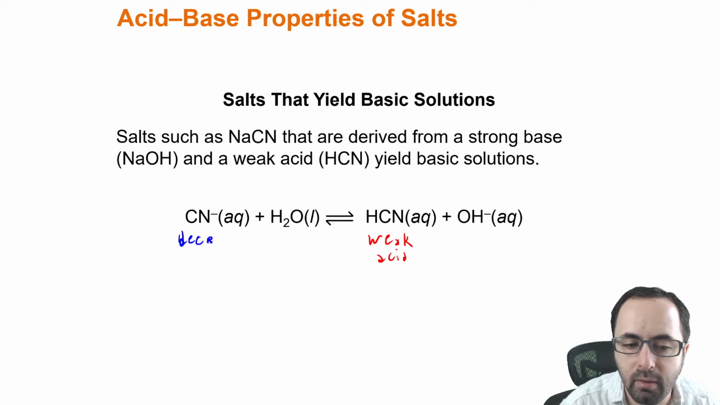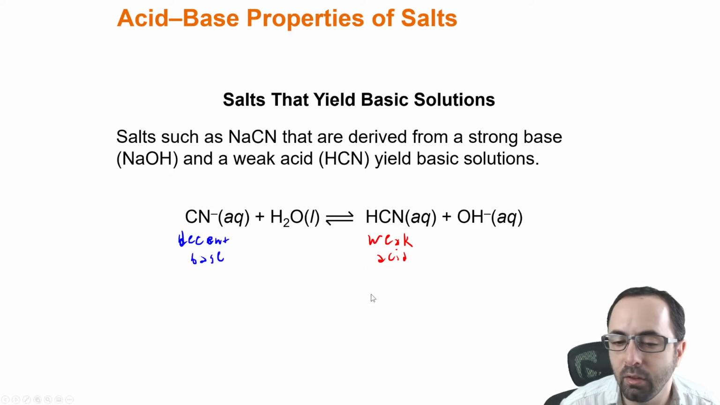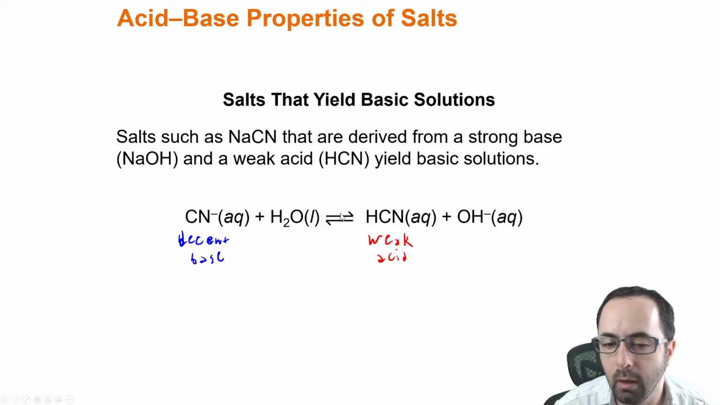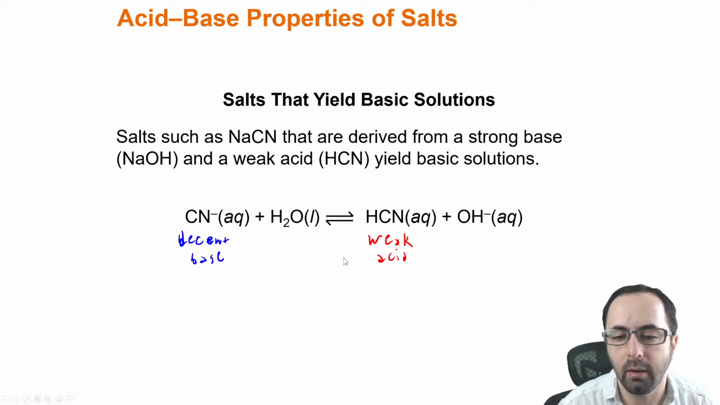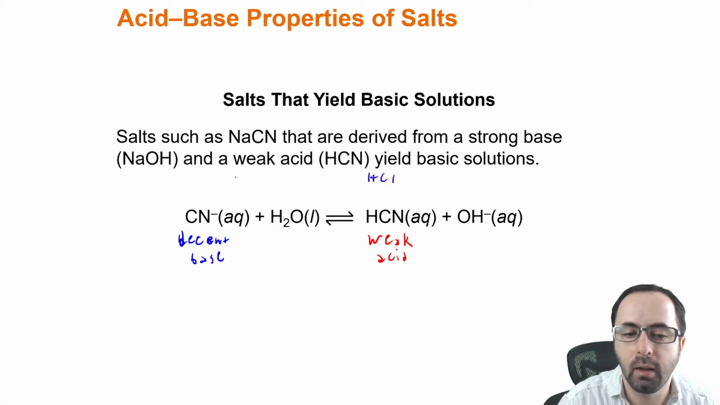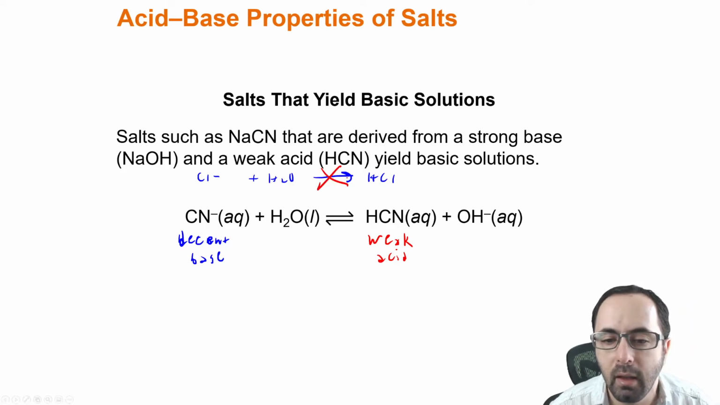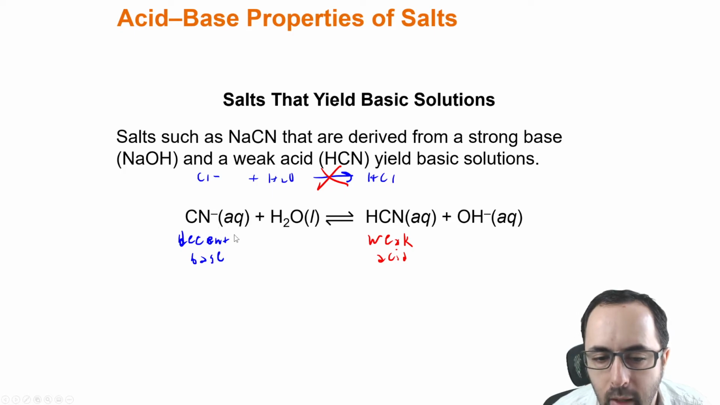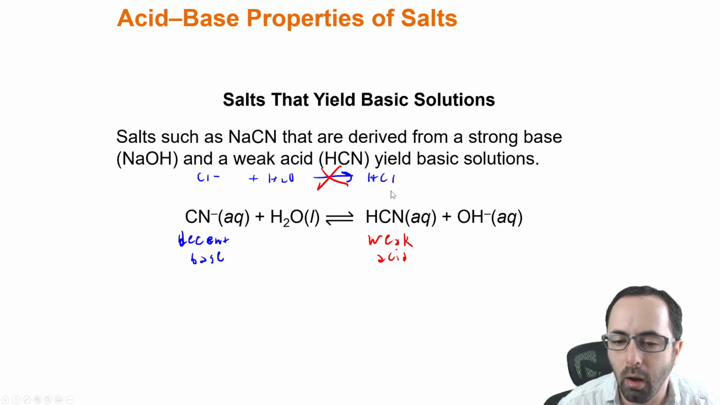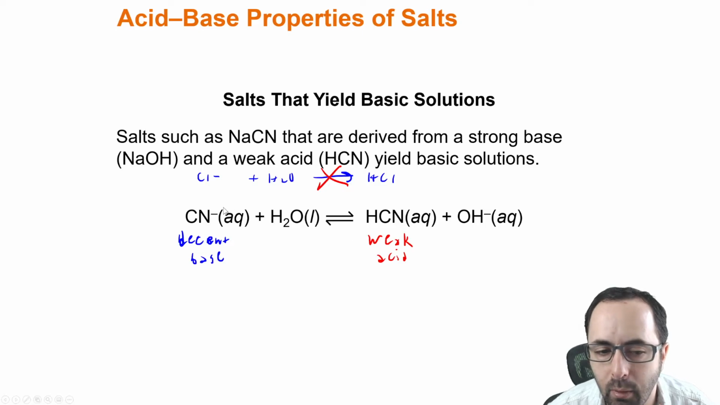Now, as we discussed previously, if we have a strong acid like HCl, there's no equilibrium here. If this were HCl instead, and this were chloride ion, and we have water, of course, this reaction would not go in the forward direction because HCl is a strong acid. It completely separates from chloride. It only goes in the direction where it stays separate from chloride. But that's because HCl is a strong acid. HCN is a weak acid. So there's an equilibrium here.